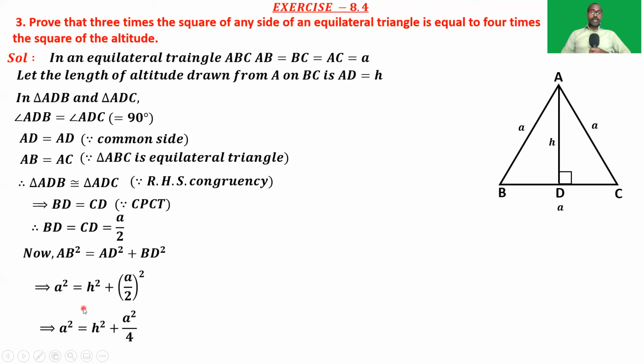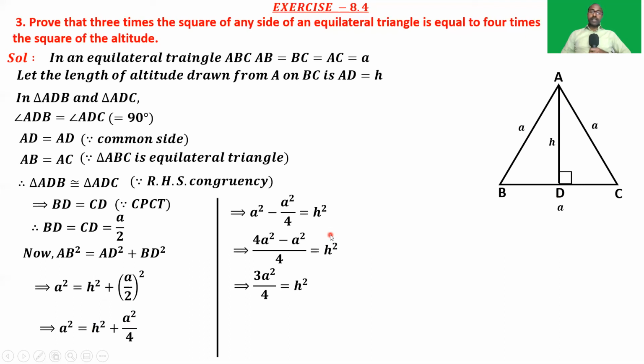So from this we can write A square is equal to H square plus A square by 4, and A square minus A square by 4 is equal to H square. By simplifying, we get 3A square by 4 is equal to H square. That is 3A square is equal to 4H square. That is, 3 times the square of the side is equal to 4 times the square of the altitude in any equilateral triangle.